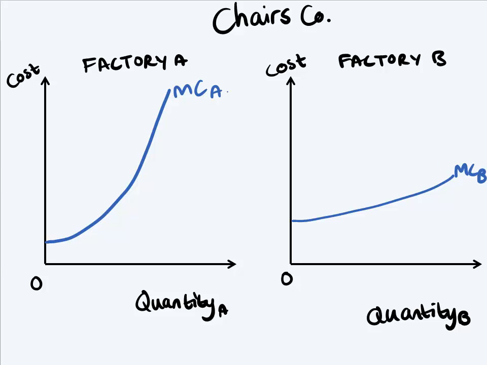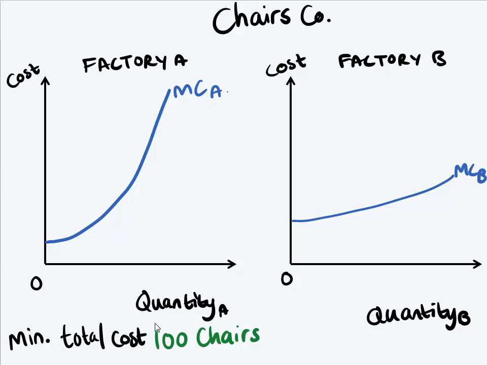Now you get an order in, an order for 100 chairs. Now the aim of the game when you have a company is obviously to produce these chairs at the absolute minimum cost. So your main aim is to minimize total cost of the 100 chairs. So now the question is, how are you going to produce these 100 chairs? Are you going to produce everything in Factory A? It's 100 over here somewhere.